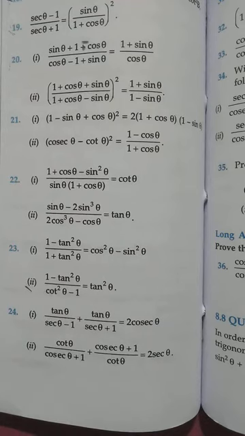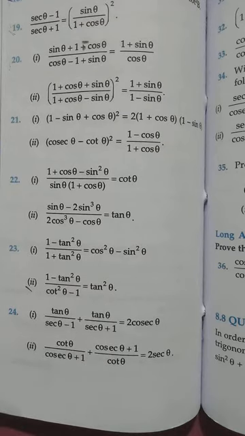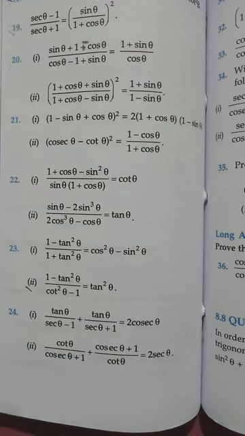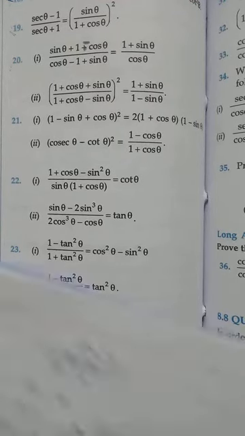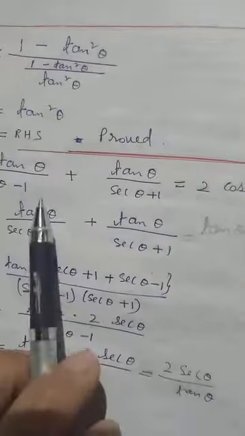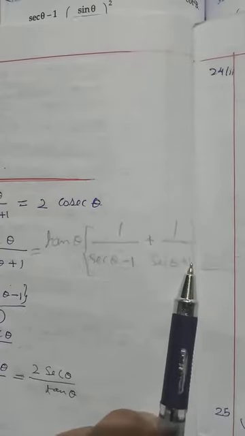Since there is no square, we cannot apply an identity, but we have plus and fraction, so we better find the LCM. Here we have 1 with minus, 1 with plus. Both are different. We can take both as LCM. Then if you look, tan theta is common, so we can take tan theta outside. Inside we are left with 1 by sec theta minus 1, then this side also 1 by sec theta plus 1.